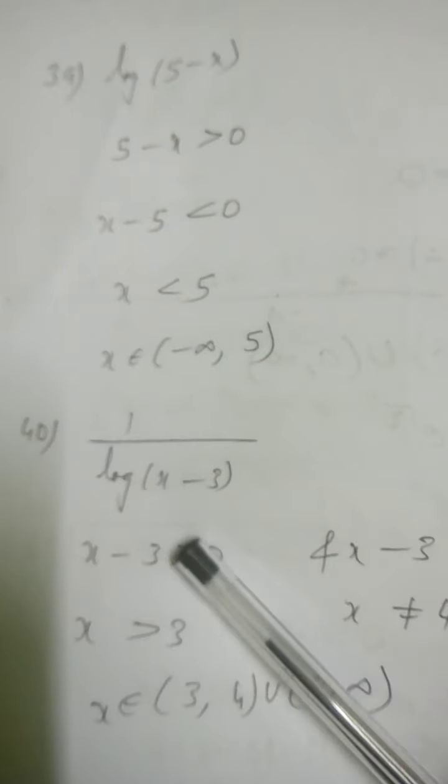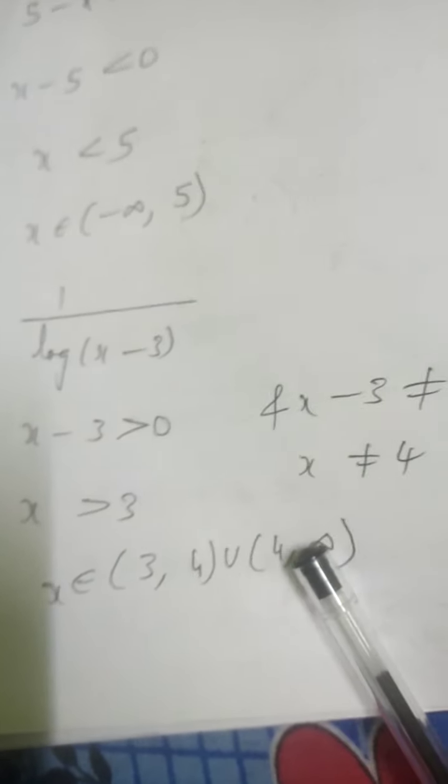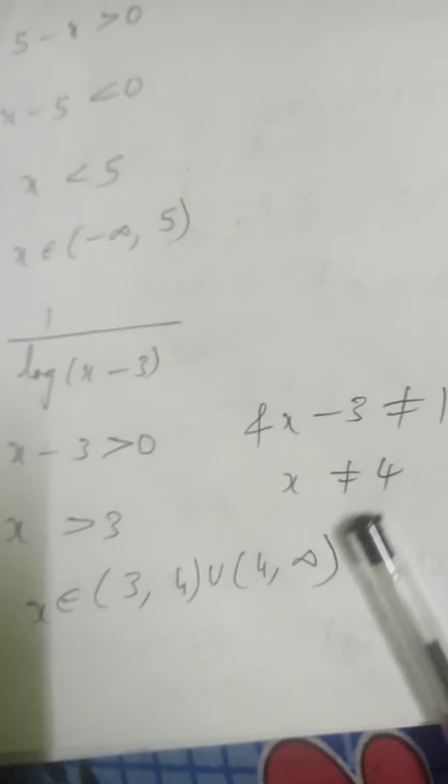1 by log of x minus 3. x minus 3 is greater than 0, so x is greater than 3. Domain of f of x: x belongs to 3 comma 4 union 4 comma infinity.